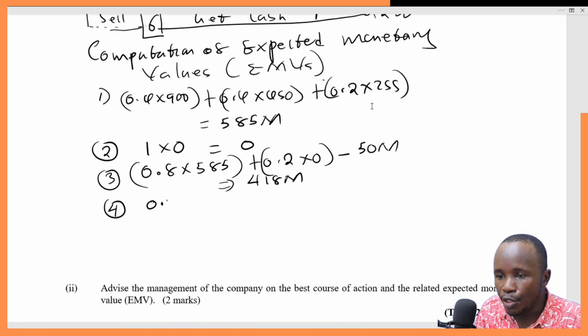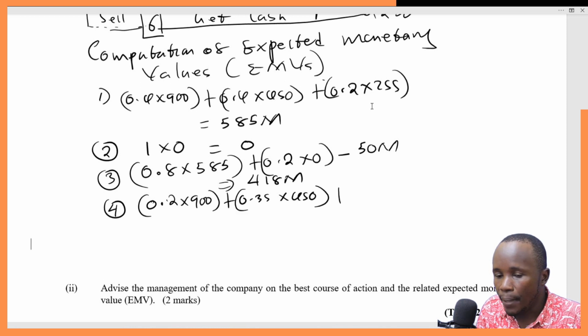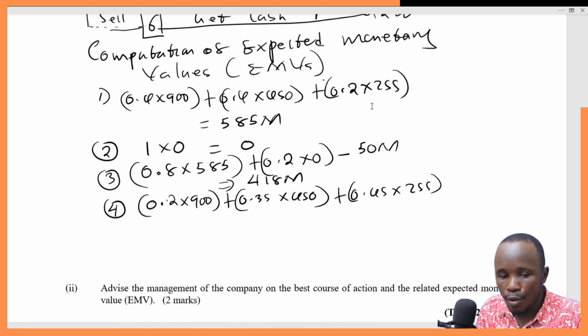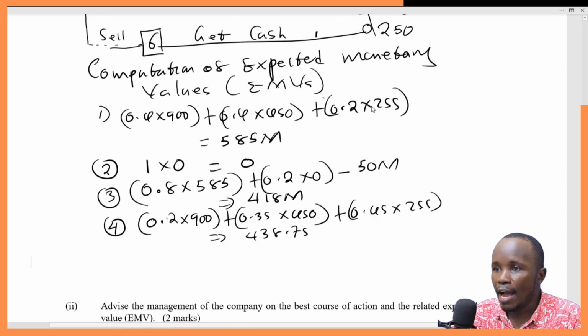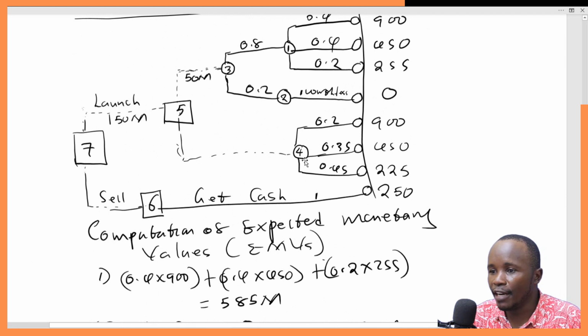So it's 0.2 times 900 plus 0.35 times 450 plus 0.45 times 255. When you do this way, you get 438.75. Now, these are the expected monetary values when you don't test the market.